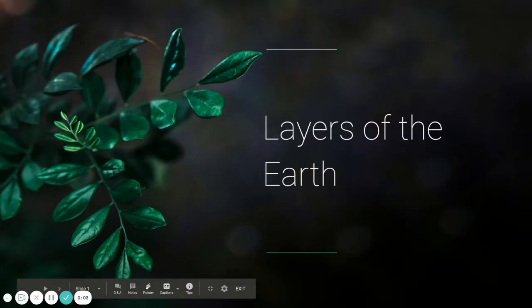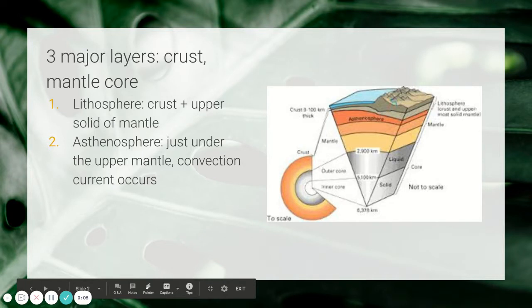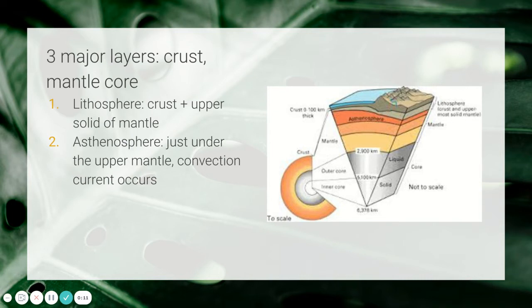Layers of the Earth. All right, so we have three major layers. There's a lot of what we would consider sublayers, or a lot of the layers are divided up into multiple. The first one is the lithosphere, which is the crust, so the very outermost layer, plus the solid part of the mantle. So if you've studied layers of the Earth before, you might have studied them as crust, mantle, and core.